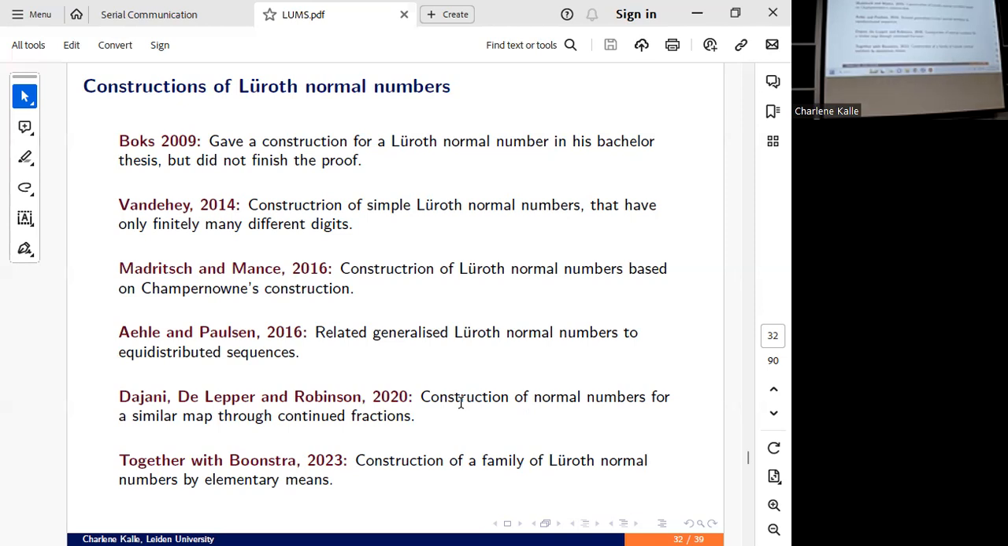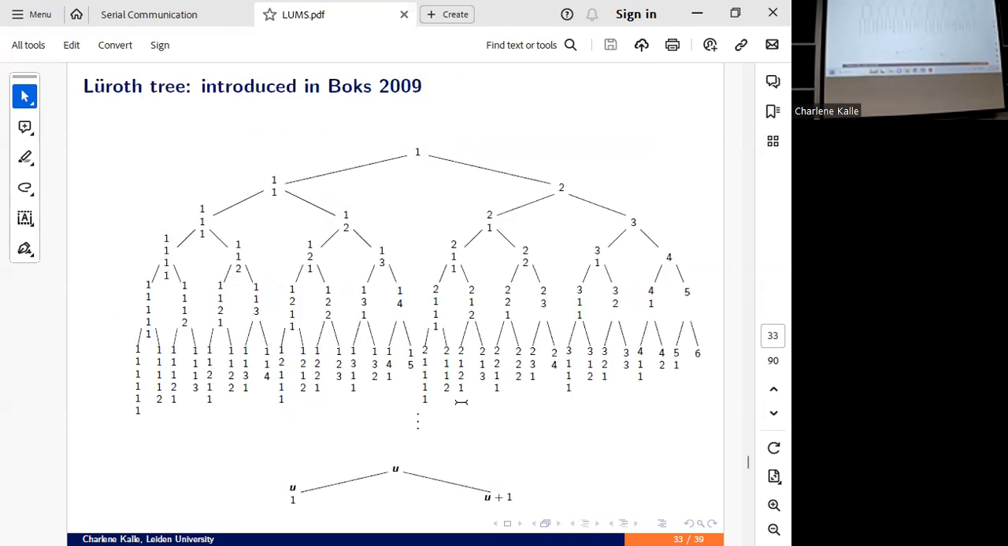Can I show the tree? Okay, so this is what we did. So this is actually in the bachelor thesis. It contains this tree. So I put the blocks now vertically because otherwise it didn't fit in the slide.